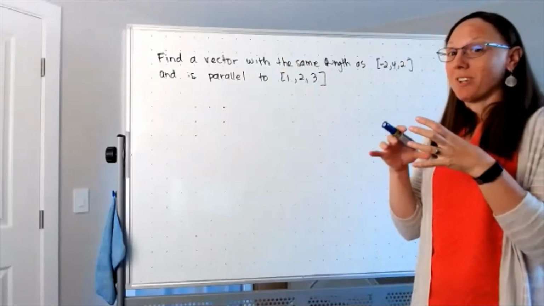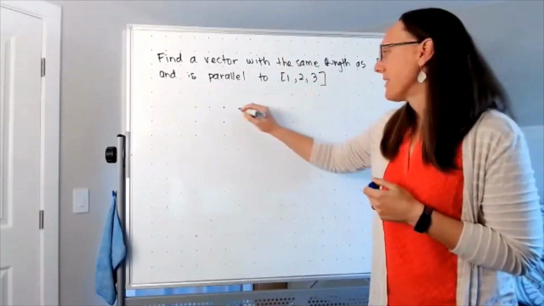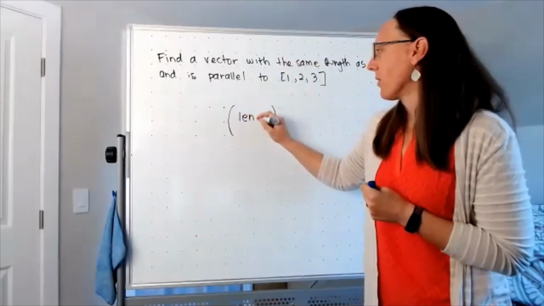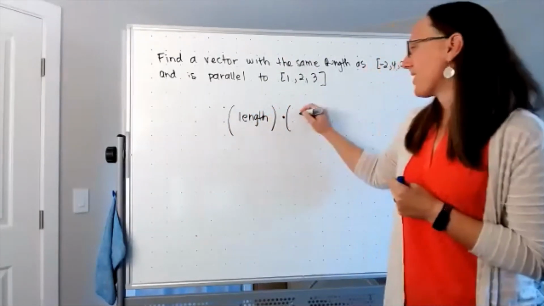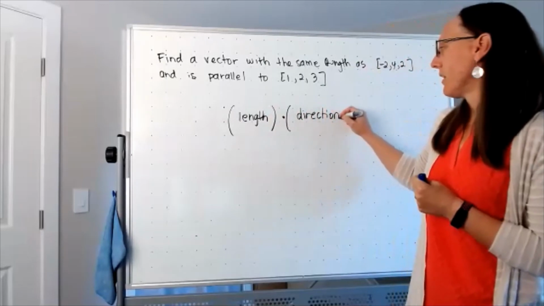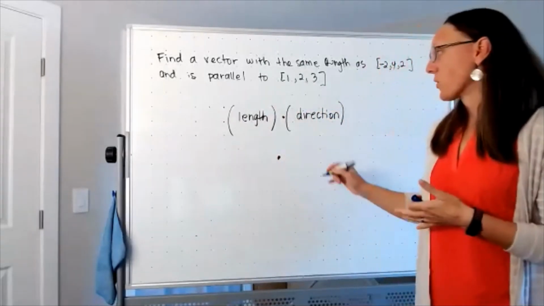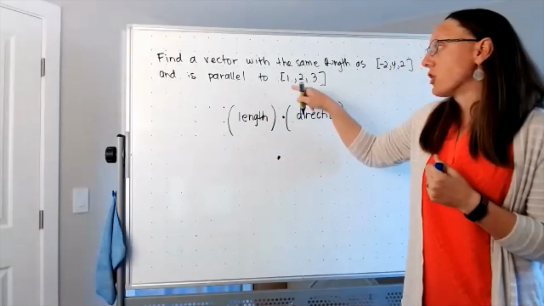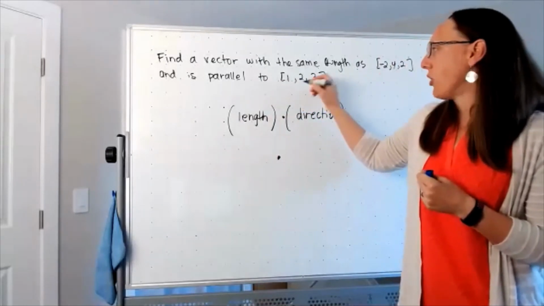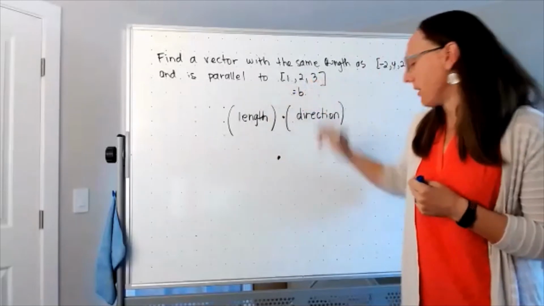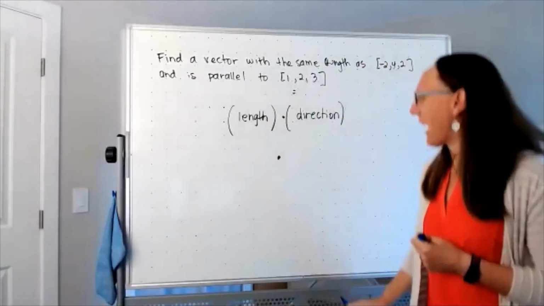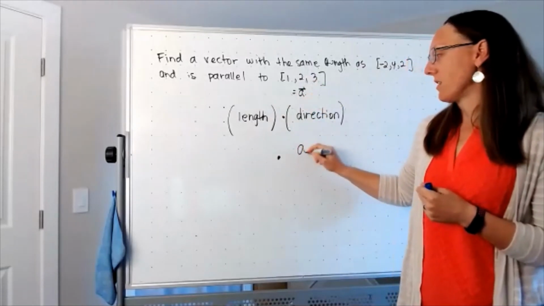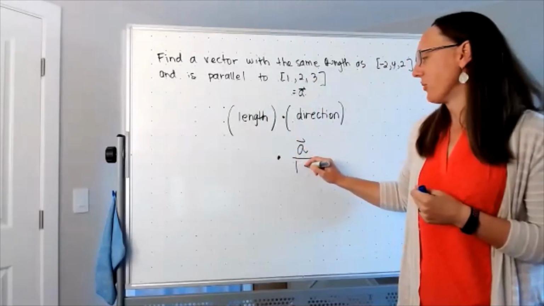So to construct that, I need to think about the length that I want times the direction that I want. But the direction piece is going to be some sort of unit vector. Since the direction we want is parallel to this vector, I'm going to call this the vector A. So the direction that I'm going to use is A divided by the magnitude of A.